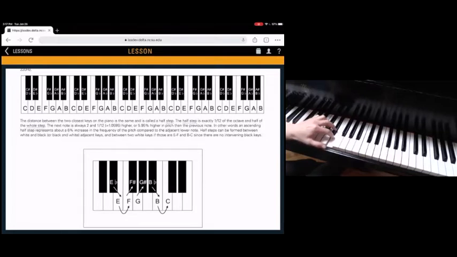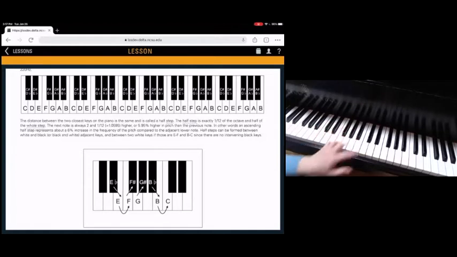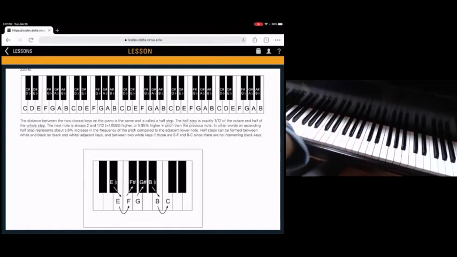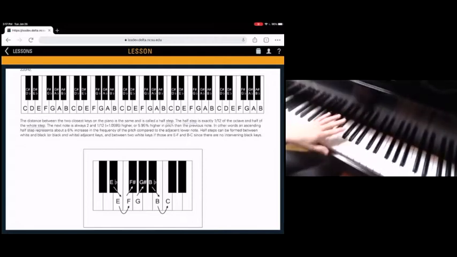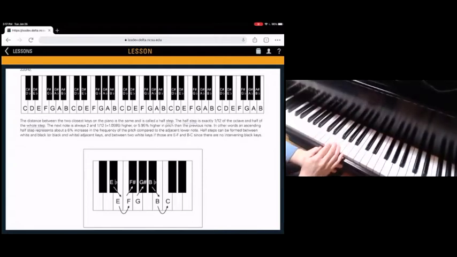It's like 1, 2, and 3. 3 half steps, 1.5 step. But over here it's a whole step, and then a whole step, and then a whole step. Okay, so knowing about half steps and whole steps is very important.